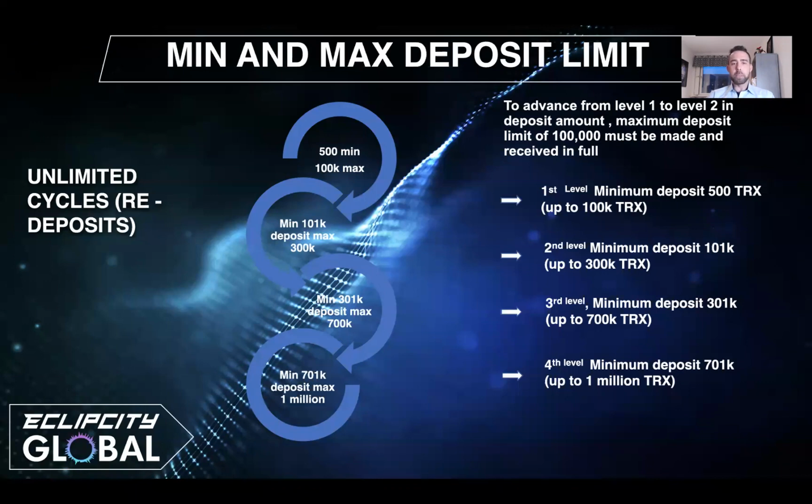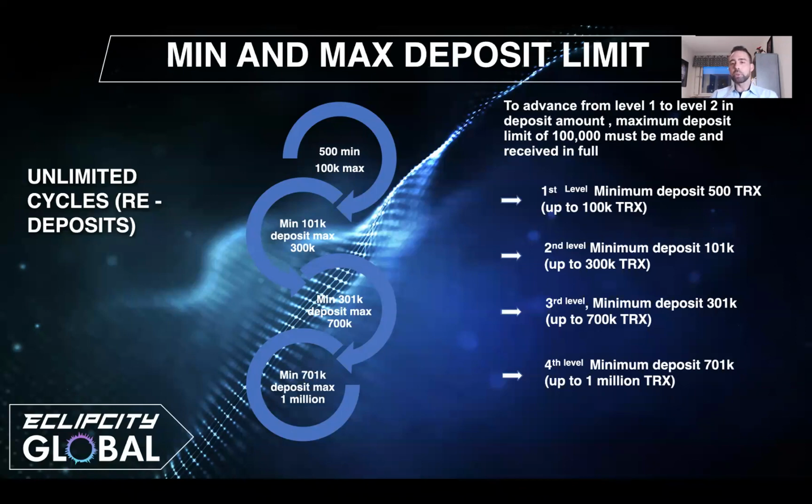The first level is between 500 and 100,000. So the minimum is 500 Tron. The maximum is 100,000 Tron on your first deposit. Now, on your second deposit, if you do not make a deposit of 100,000, your second deposit is still within level 1. So if you deposit 10,000 Tron, your minimum will now be 10,000, maximum 100,000. For you to move into level 2, you need to make a full deposit of 100,000 Tron, and you need to receive it in full as well.